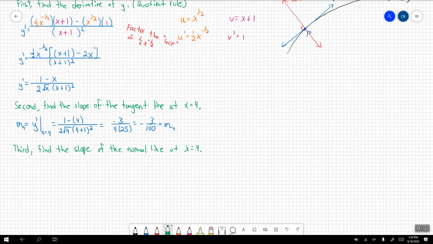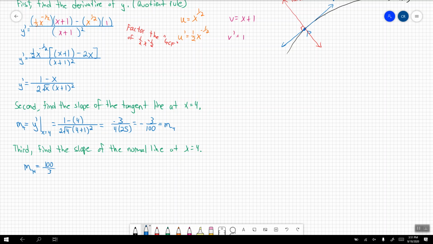And now this is really more straightforward. Well, this just means we take the negative reciprocal of the slope of the tangent line. So what's the negative reciprocal? So this is going to be the slope of the normal line. Then this is going to be negative times a negative, that's a positive, and then take that fraction and flip it, which is just 100 over 3. There we are. So far we found the derivative, secondly, we found the slope of the tangent line, and third, we found the slope of the normal line.